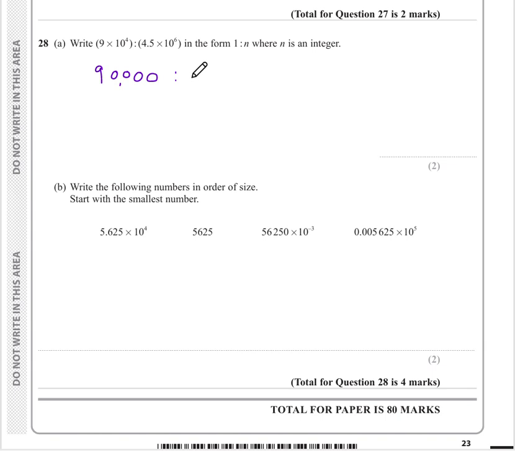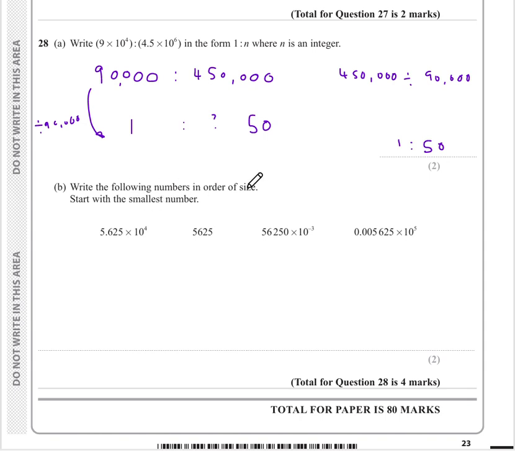This one here, 4.5 times 10 to the power 6, is going to be 450,000. And we want to put it in the form 1 to n. So in this case, how do we get from 90,000 to 1? We're just going to divide by 90,000. So 450,000 divided by 90,000 is going to give us 50. So the ratio is going to be 1 to 50.